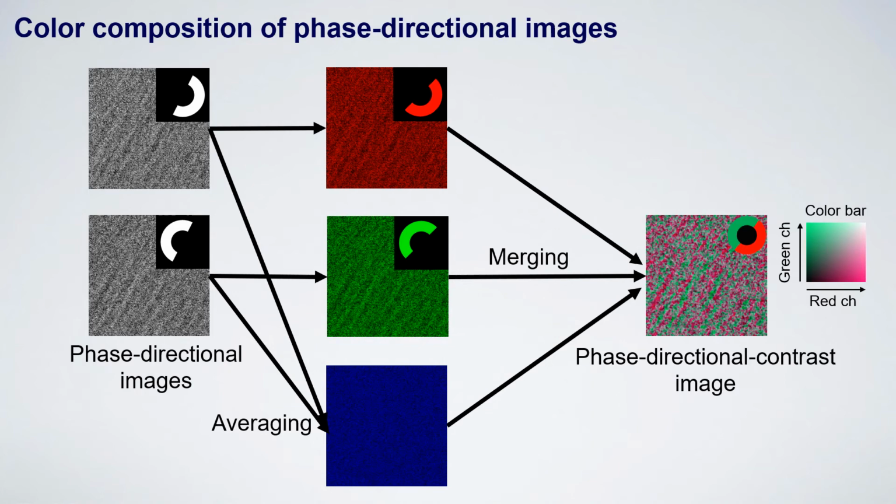First, select two phase directional images with 180-degree directional difference. One image is used as the red channel and the other image is used as the green channel. The blue channel represents the average of the two images. And the phase directional contrast image is generated by merging the three channels. The color bar of this image is shown as right. The image appears purple when the red channel is higher than the green channel, and appears green in the opposite case. And the image appears gray where the intensity of the two images is almost the same.